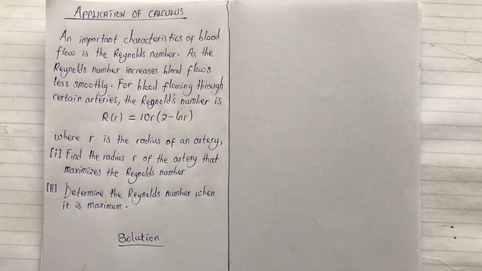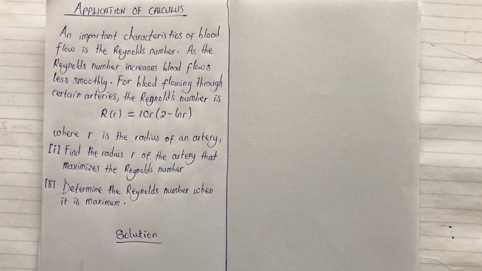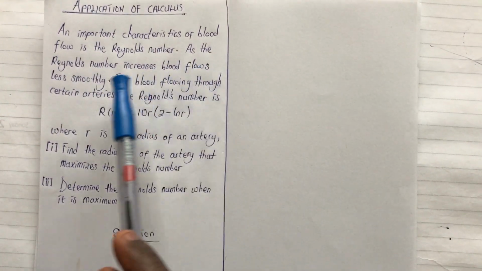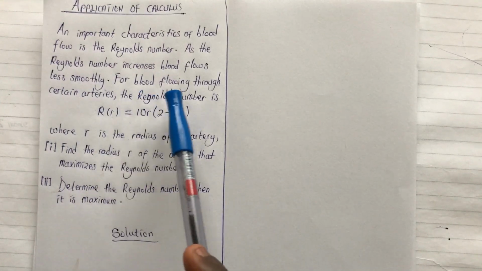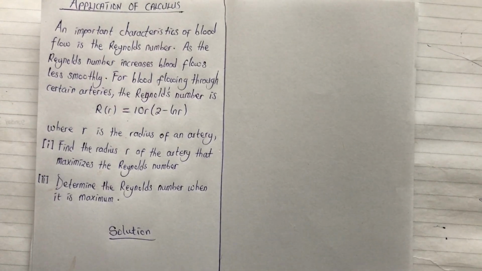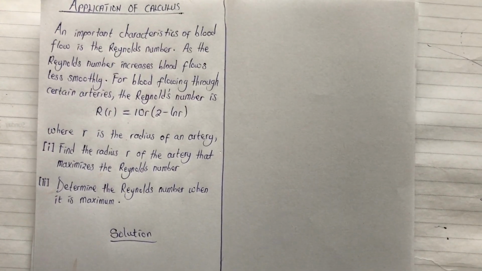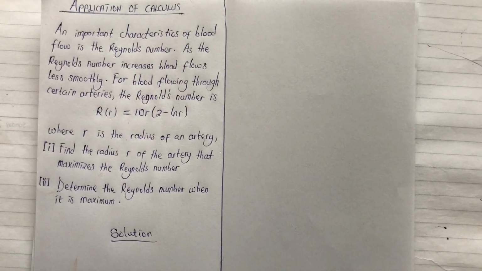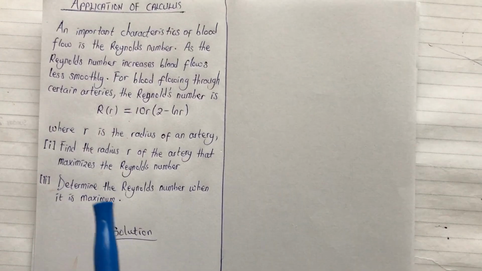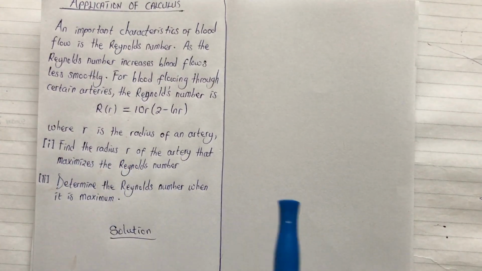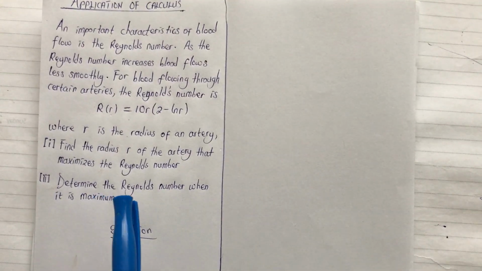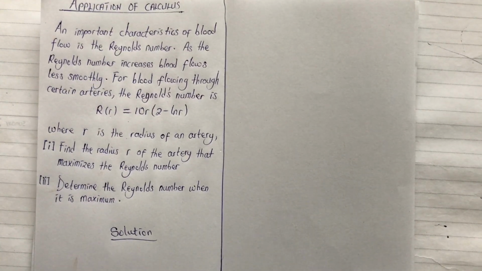It says that an important characteristic of blood flow is the Reynolds number. As the Reynolds number increases, blood flows less smoothly. For blood flowing through certain arteries, the Reynolds number is R = 10r(2 - ln r), where r is the radius of the artery. The first question is, find the radius r of the arteries that maximizes the Reynolds number. And the next is determine the Reynolds number when it is maximum.